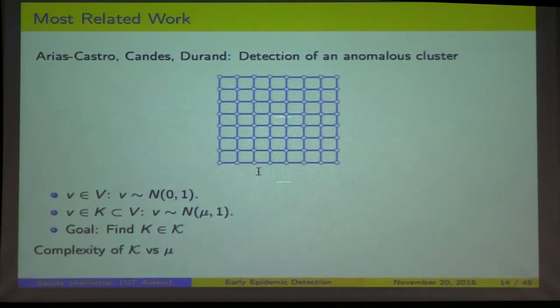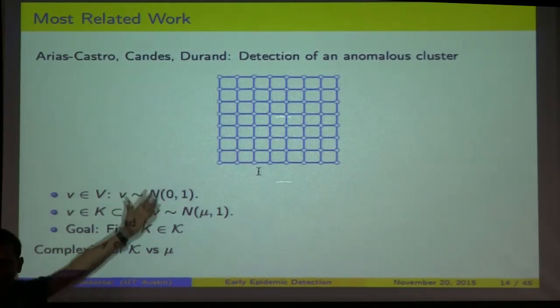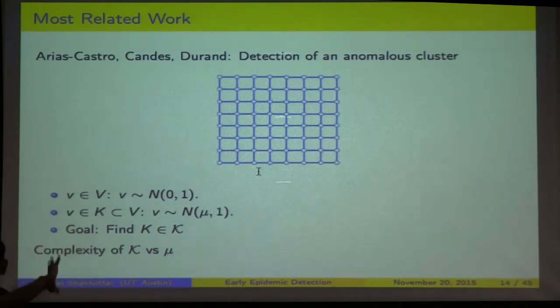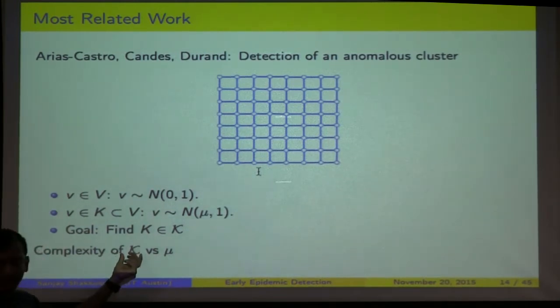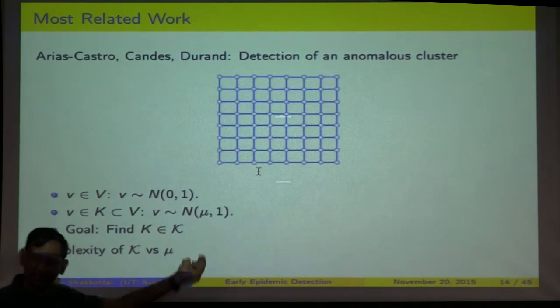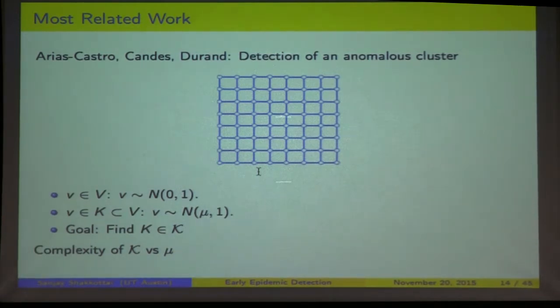Exactly. For that set of nodes, the original Gaussian is deleted. Everything in V minus K is Gaussian 0, 1. K is Gaussian mu, 1. Can you identify which set it is? They basically focus on the description of K, because if K is arbitrary, it's impossible, it's very hard to figure this out. So they're interested in how to describe the complexity of this class versus the mean. It's an analysis of that.